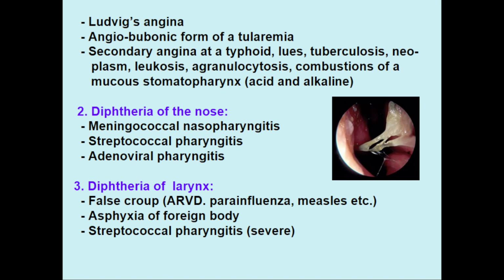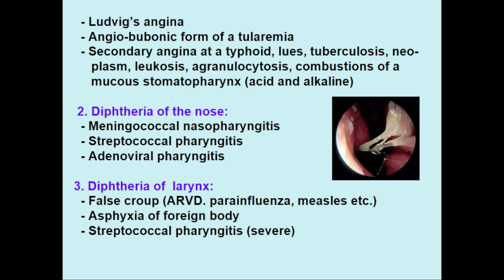Ludwig's angina, anginose form of tularemia, secondary angina at typhoid, tuberculosis, neoplasm, leukosis, agranulocytosis, combustion of a mucous membrane of the pharynx, acid and alkaline. Well, more detailed about differential diagnosis, you will talk on the sixth year, we'll have it as a separate topic. Diphtheria of the nose, meningococcal nasopharyngitis, streptococcal pharyngitis, adenoviral pharyngitis should be differentially diagnosed.